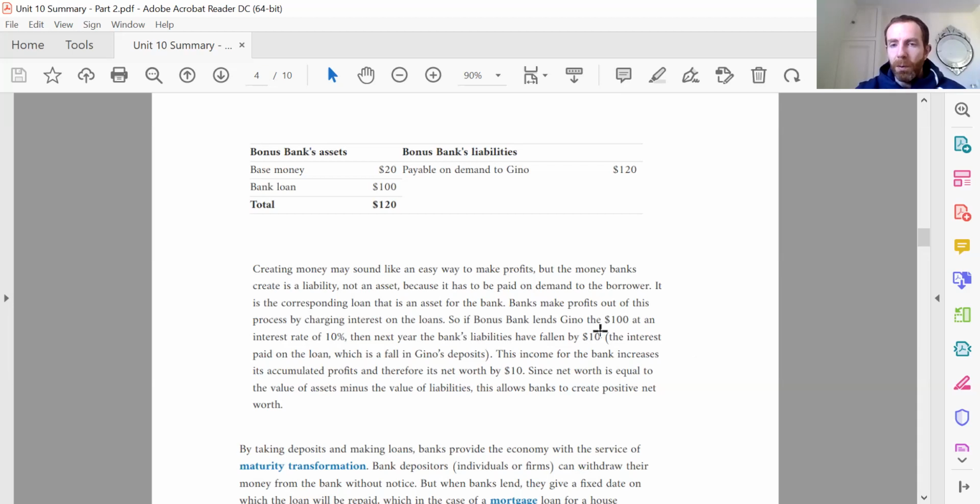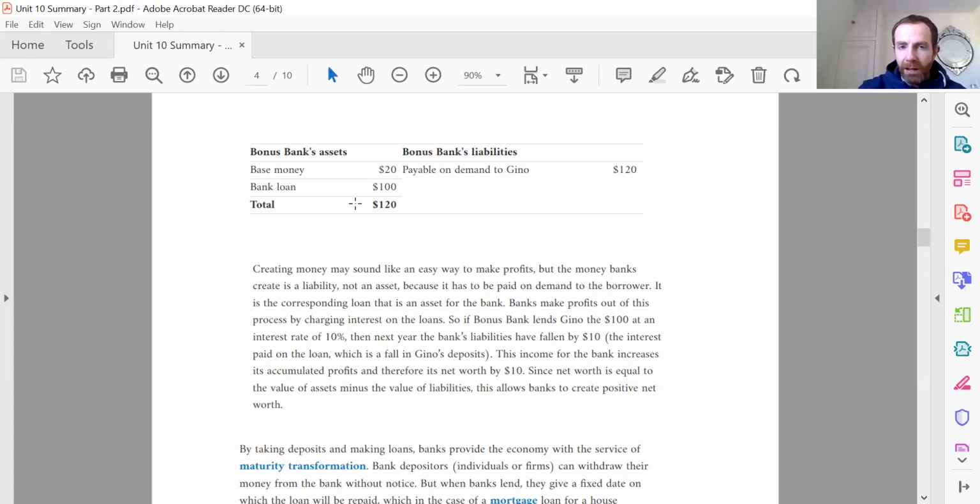Because if Gino borrows $100 at an annual interest rate of 10%, we know that Gino is then going to have to pay the bank back, not only that $100 at some point, but every year, well, after the first year, an extra $10. And if that happens, then that is $10 less that the bank will owe to Gino, because Gino's given it to them.